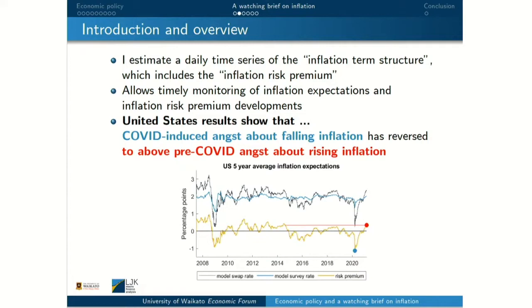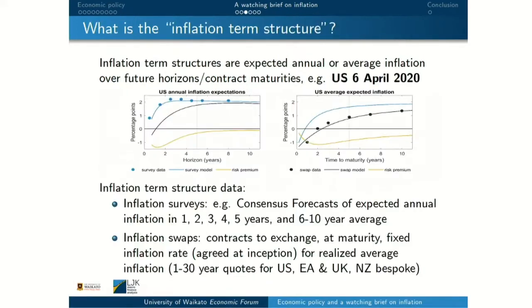The main takeaway is the graph at the bottom of the page here, for the United States. Those results show that the COVID-induced angst about falling inflation that occurred immediately after the COVID crisis took hold has now more than reversed to above pre-COVID angst about rising inflation. You can see the blue dot there showing how low that inflation premium got, and I'll talk about that shortly, and then how high it has more recently risen.